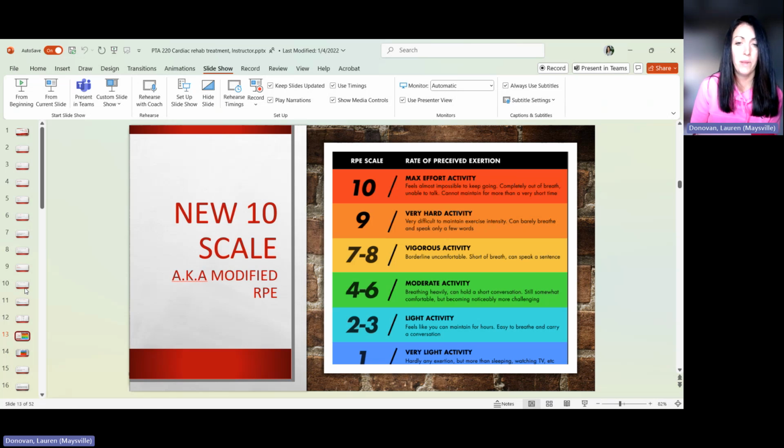A 7 to 8 would be vigorous activity, borderline uncomfortable, shorter breath, but can still speak a sentence. 9 is very hard activity, very difficult to maintain exercise intensity, can barely breathe and speak only a few words. And 10 is maximal effort activity, feels almost impossible to keep going, to where they could be completely out of breath and unable to talk and cannot maintain for more than a very short time.